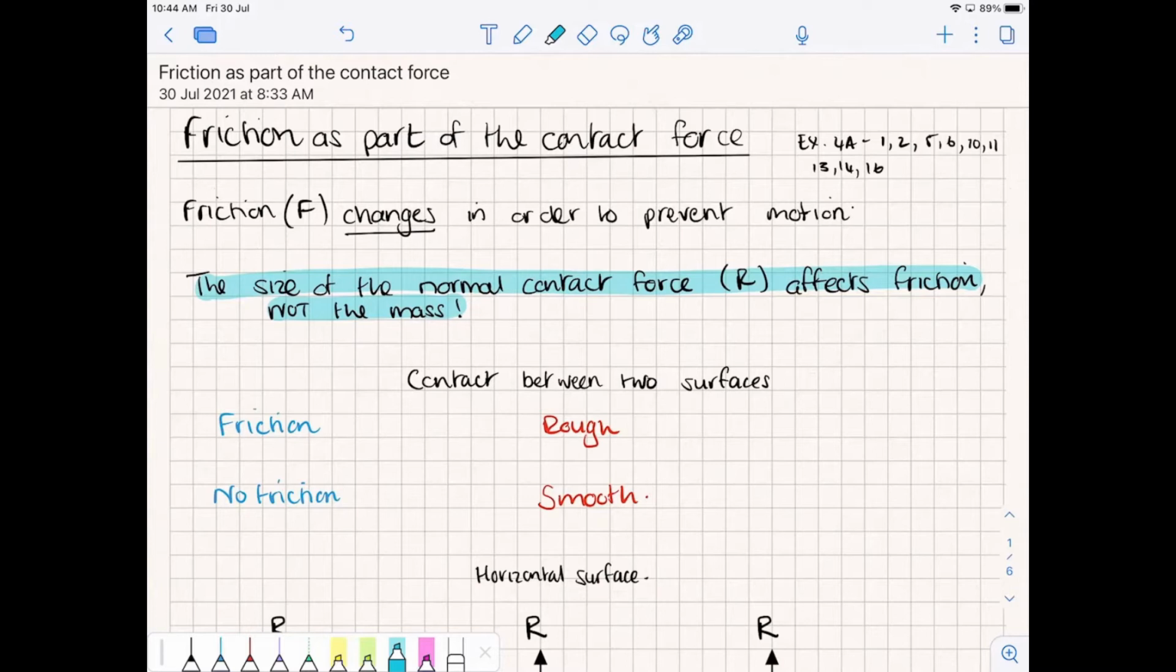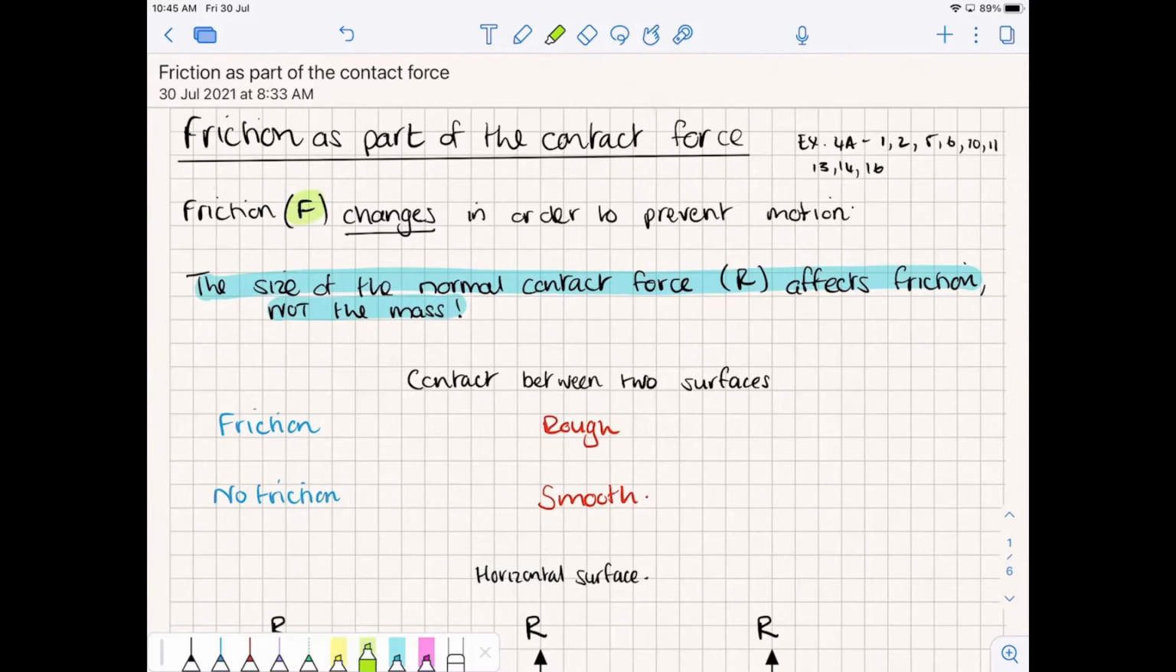So for the remainder of this chapter, we need to just look at some variables that we're going to be throwing around. Okay? We're going to call friction F, and we're going to call the normal contact force R. And the reason I say the normal contact force is because we're going to learn about the total contact force as well later on.